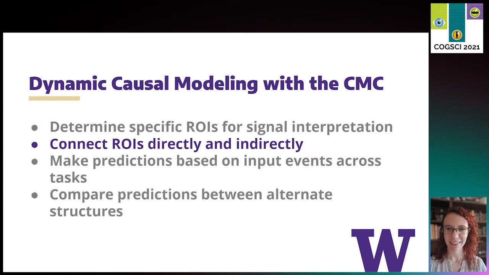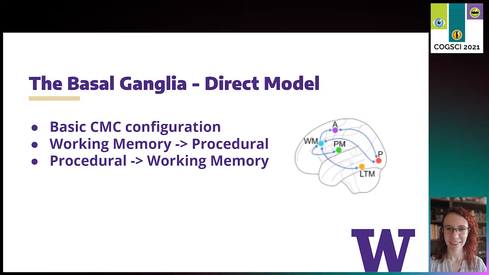The second step is to now connect these components together. And we have 3 variations of our models. The first is a direct model, which is the base common model structure where all components are connected with only direct connections. And in particular, the connections to note are the connections to and from the procedural component, which is essentially between the procedural component and the working memory component. So that's our base direct model.